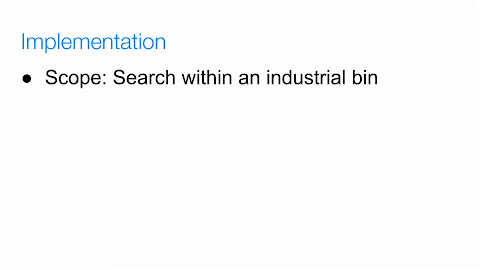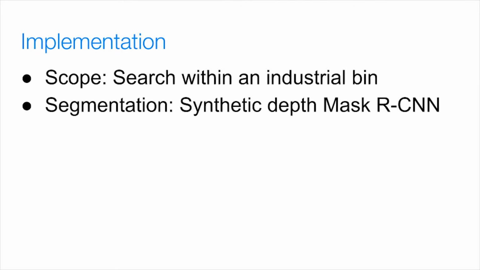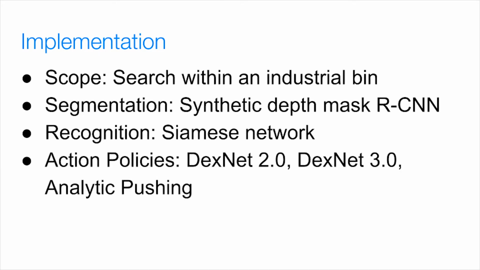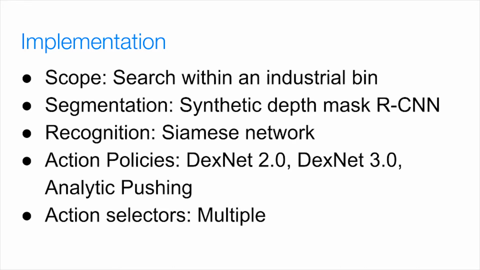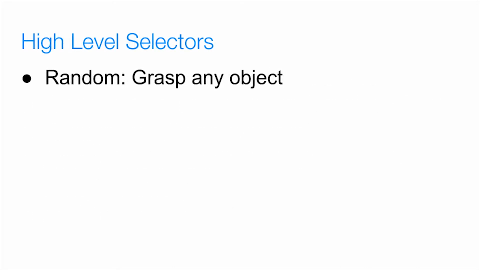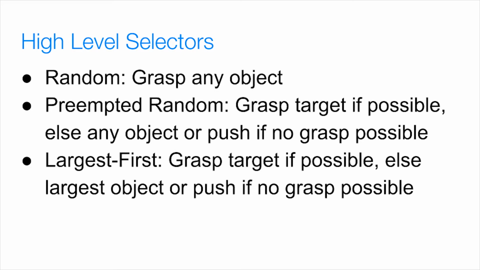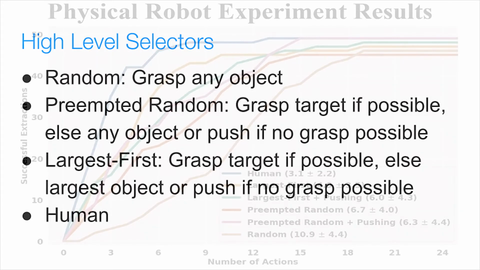We implemented this framework in the context of search in a bin using depth-based Mask R-CNN for segmentation, a Siamese network for recognition, multiple prior works for action policies, and several different action selectors for evaluation. These include the random action selector, the preempted random action selector, the largest first action selector, and the human selector.